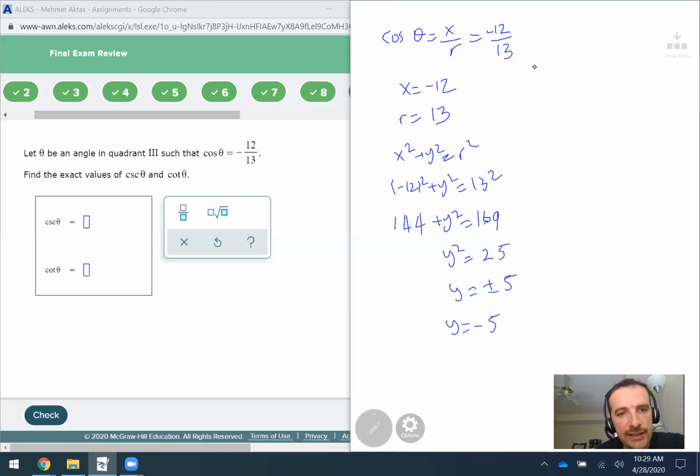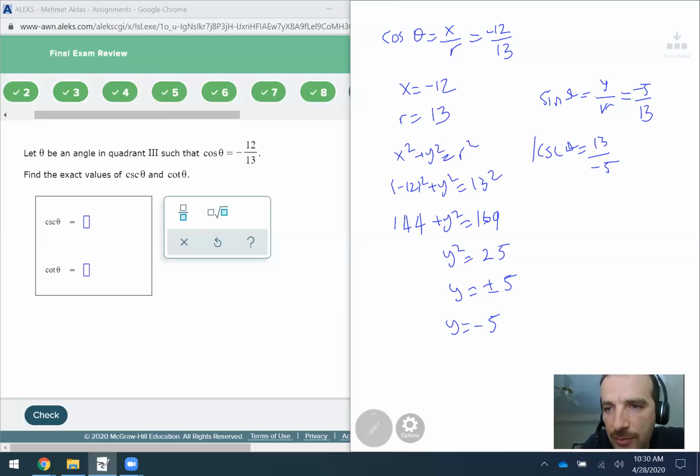Let's find cosecant. Cosecant is 1 over sine, right? So let's find sine. Sine is y over r. So y over r is negative 5 over 13. And to get cosecant, just flip it, right? So cosecant theta is 13 over negative 5. Again, sorry for my bad handwriting.